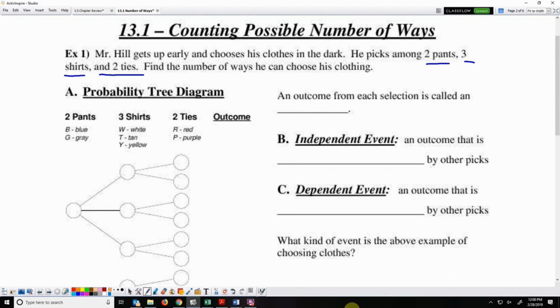So Mr. Hill has a pair of blue pants. With those blue pants, he could put on a white shirt, or a tan shirt, or a yellow shirt. But with his blue pants and white shirt, he could put on a red or purple tie. And with the blue pants and tan shirt, he could put on a red or purple tie, and blue and yellow could go with a red or purple tie.